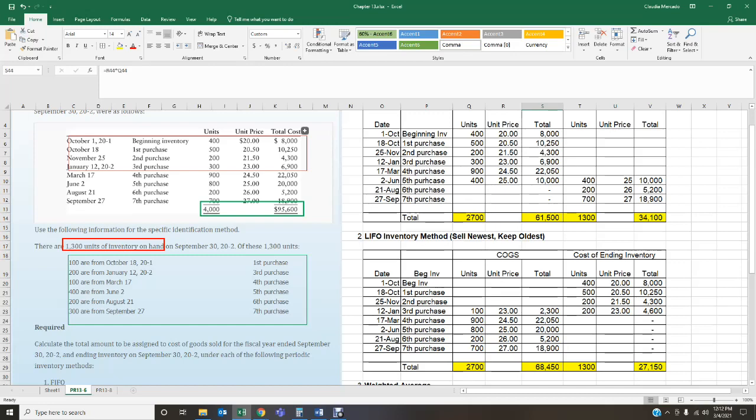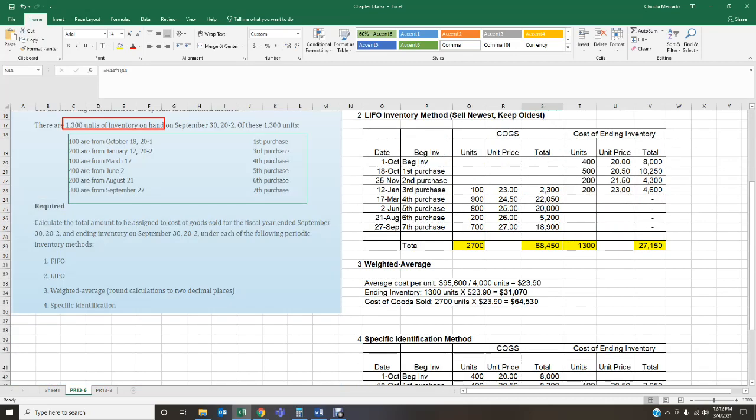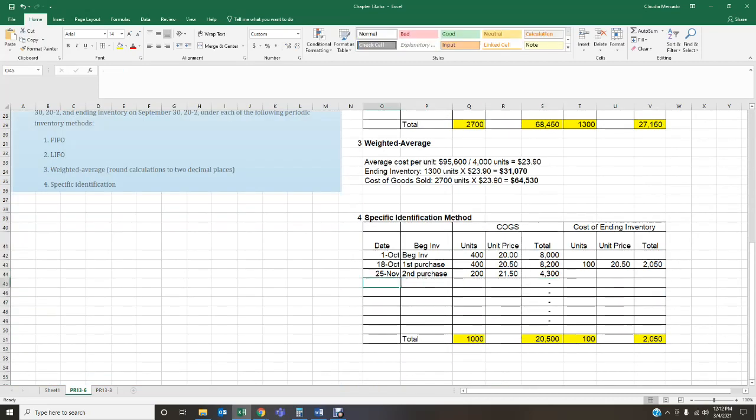So we had a purchase of 300, and we have 200 available still sitting in our warehouse. That means we must have sold 100 units. So we're going to go to January the 12th. This is my third purchase. I have 100 units that I sold at $23 apiece, and 200 units that I did not sell at $23 apiece.